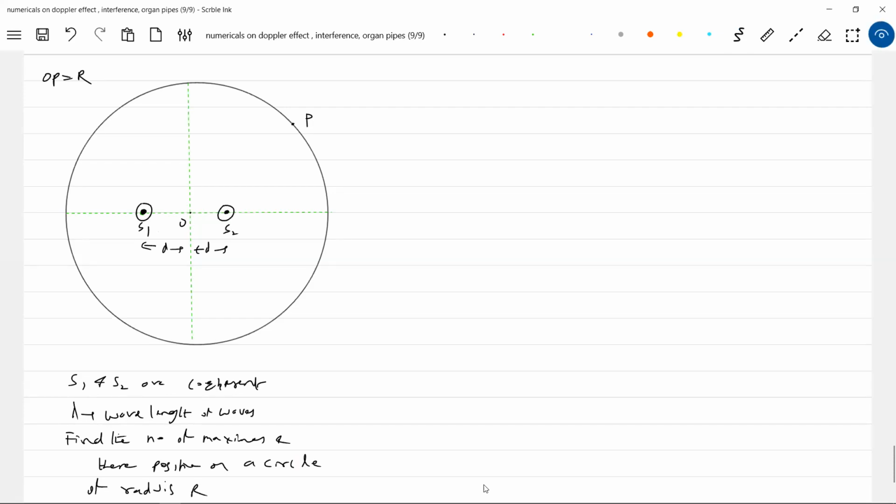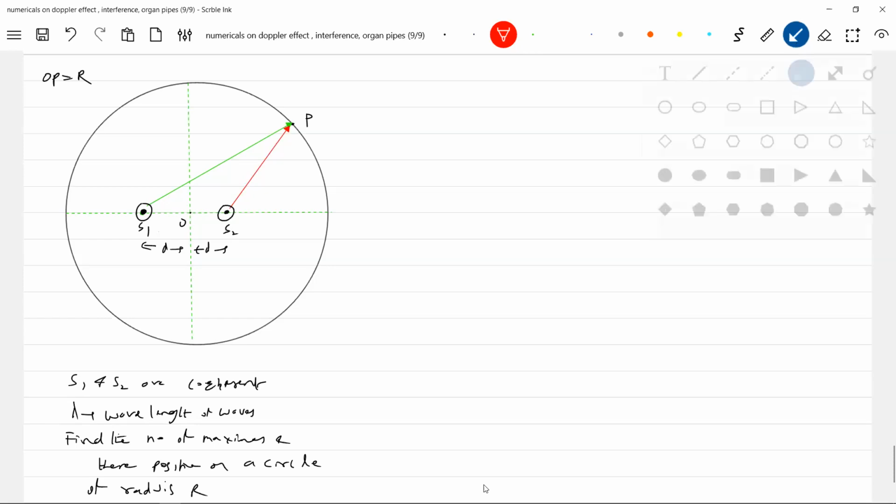So I kept two coherent sources separated by distance 2d symmetrically above the origin, and I'm going to move in a circular path around them in a circle of radius capital R. Then how many maximas and what about their positions am I going to notice here? First, the wave generated by this source will reach point P, and the wave generated by this source will reach point P. Is there any path difference between the waves? Yes, there's a path difference.